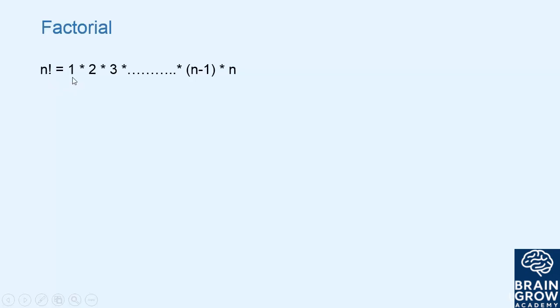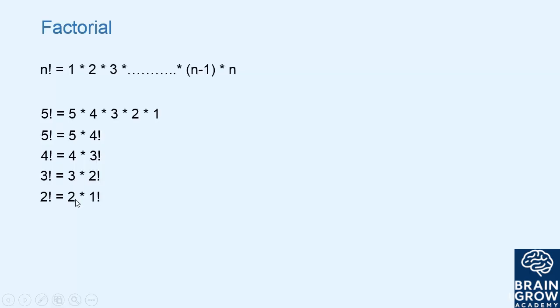Factorial of a number n is defined as the product of numbers from 1 to n, and it is denoted by this exclamation mark. Now factorial of 5 is the product of numbers from 1 to 5. We can write factorial of 5 as 5 into factorial 4 because factorial 4 is the product of numbers from 1 to 4. Similarly, we can write factorial 4 as 4 into factorial 3. This factorial 3 can be written as 3 into factorial 2. This factorial 2 can be written as 2 into factorial 1. And this factorial 1 can be written as 1 into factorial 0.